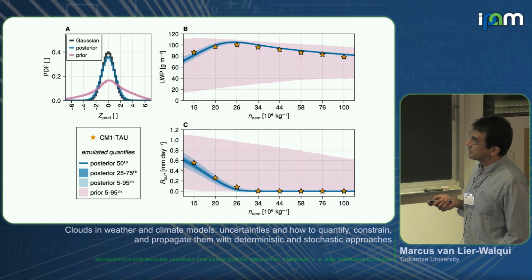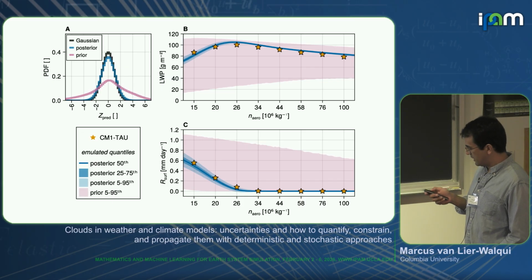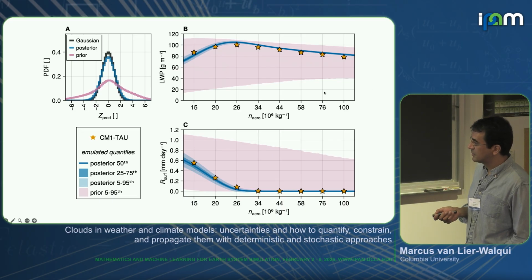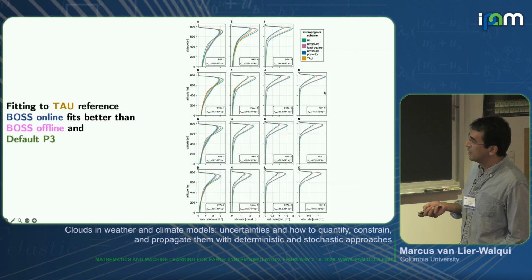We get good matchup to our bin scheme. So this is various aerosol values here on the bottom, and this is domain mean liquid water path. The stars are our target bin scheme. The prior is this pink, and the posterior is this blue line.